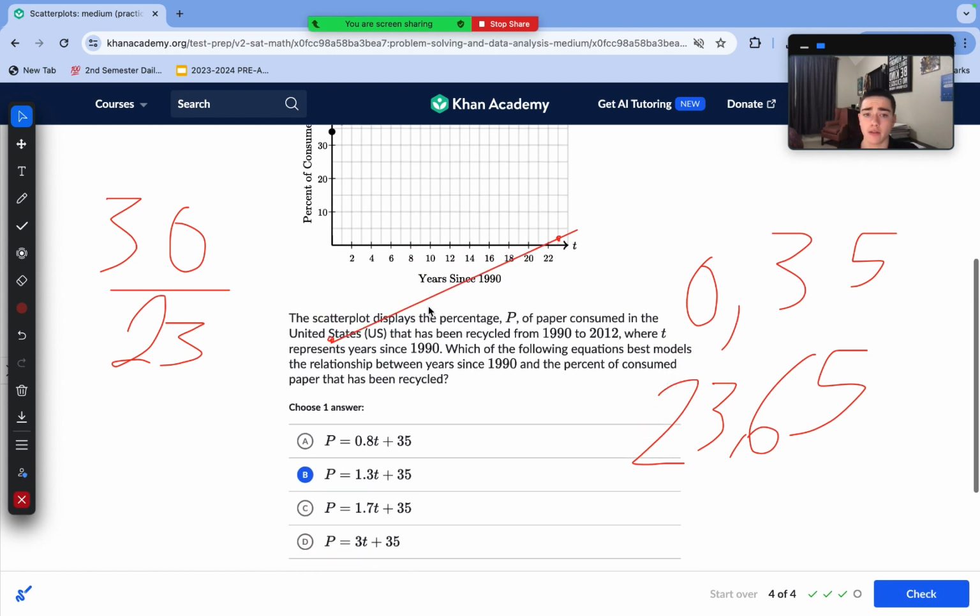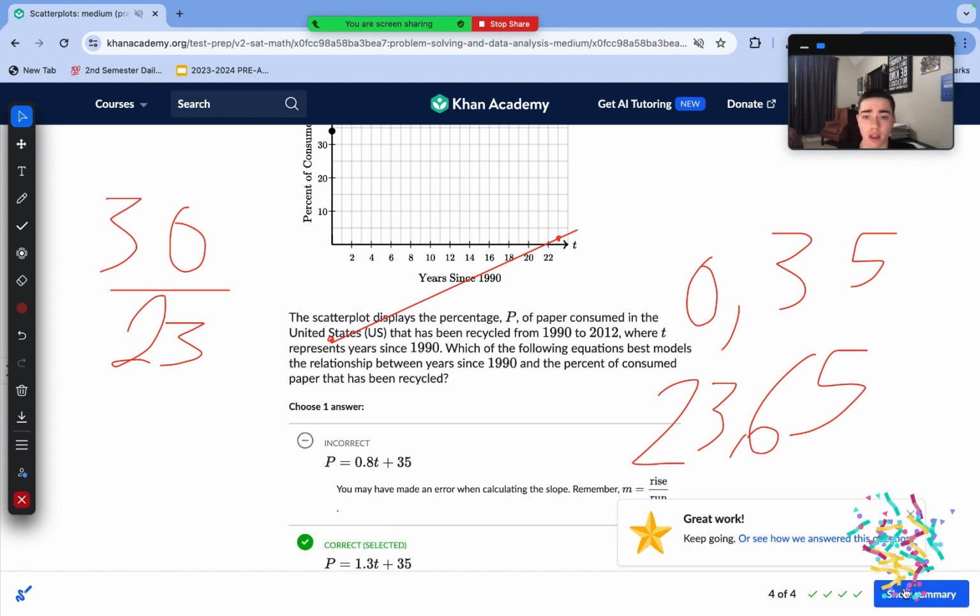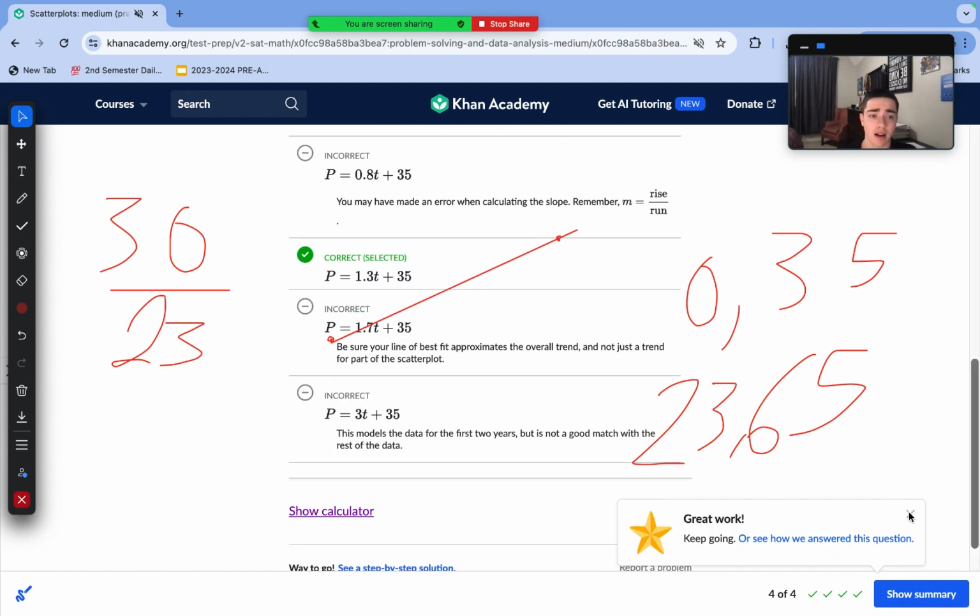We could also have taken our 23, 65 and then substituted 23 in for t into all of our equations, and see which one yields the closest value to 65. Those are two valid ways to find our answer.